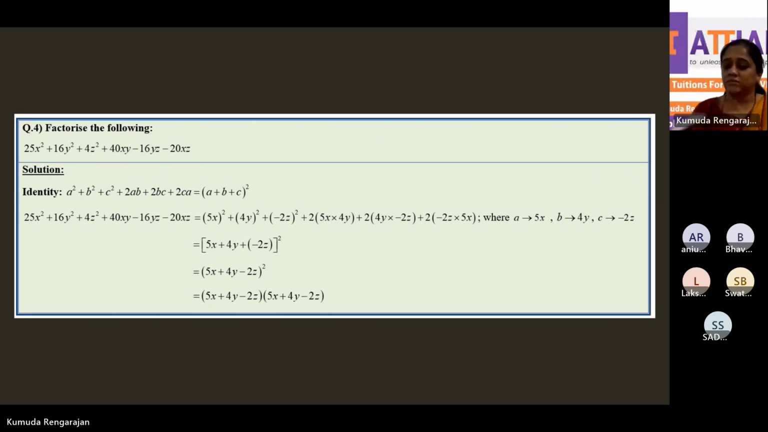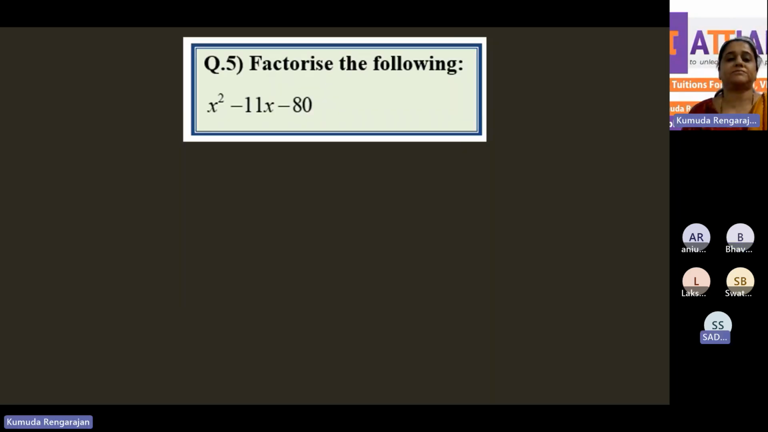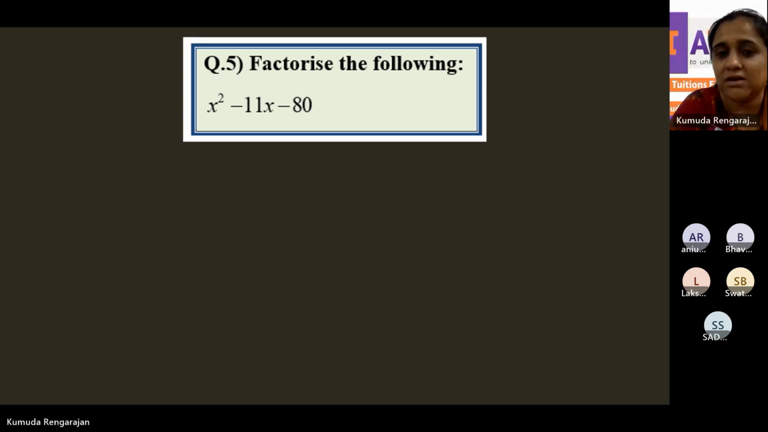Done? Yes, ma'am. Okay. All of you online? Yes, ma'am. I want you all to do this without help, because it's simple. You'll have to factorize by splitting the middle term. Just find the sum and the product and find the two numbers to split the middle term. Do it.